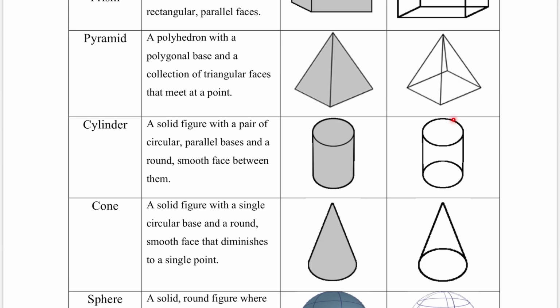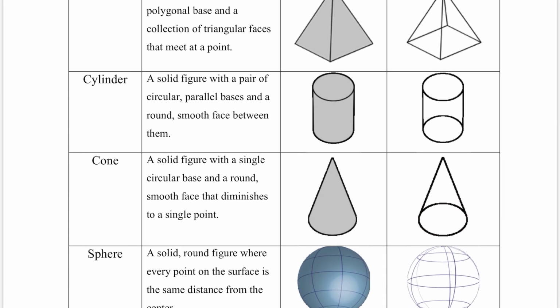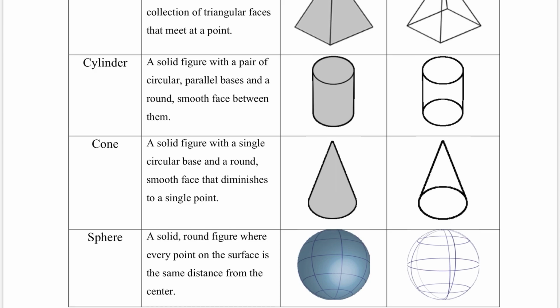A cylinder will have 2 different circle bases that are parallel. The cone will have 1 single circular base. A sphere is a solid round figure where every point on the surface is the same distance from the center.